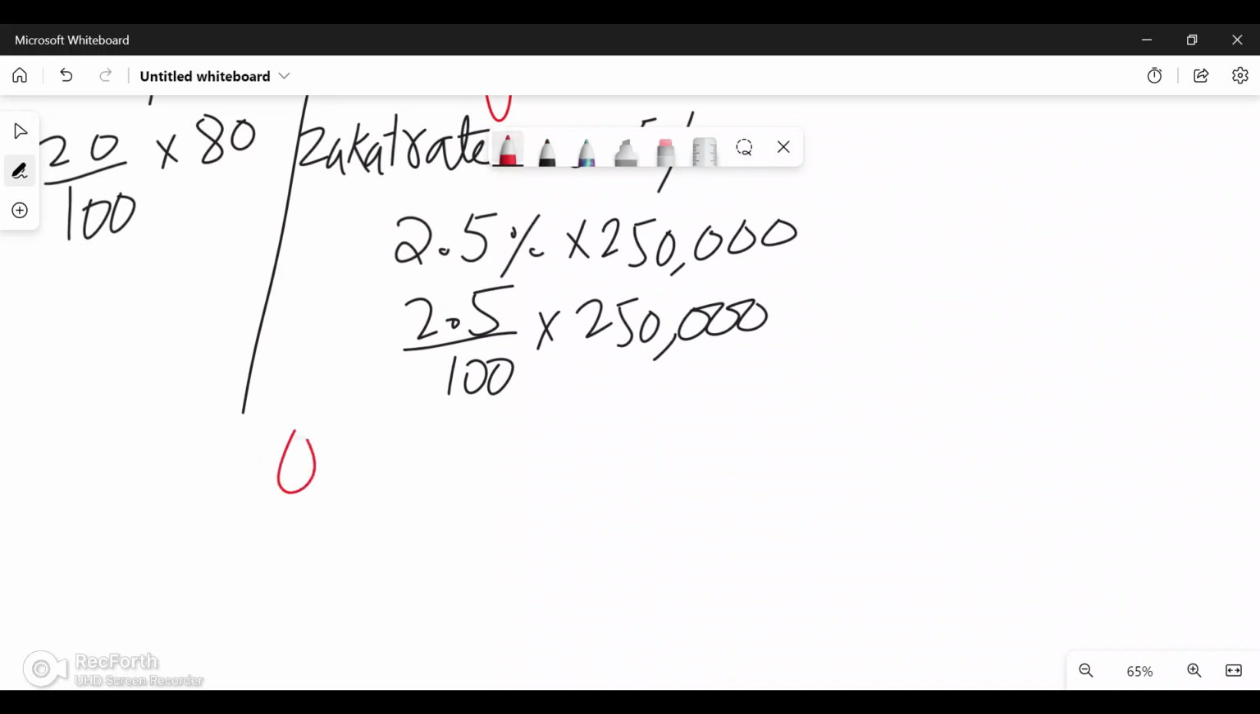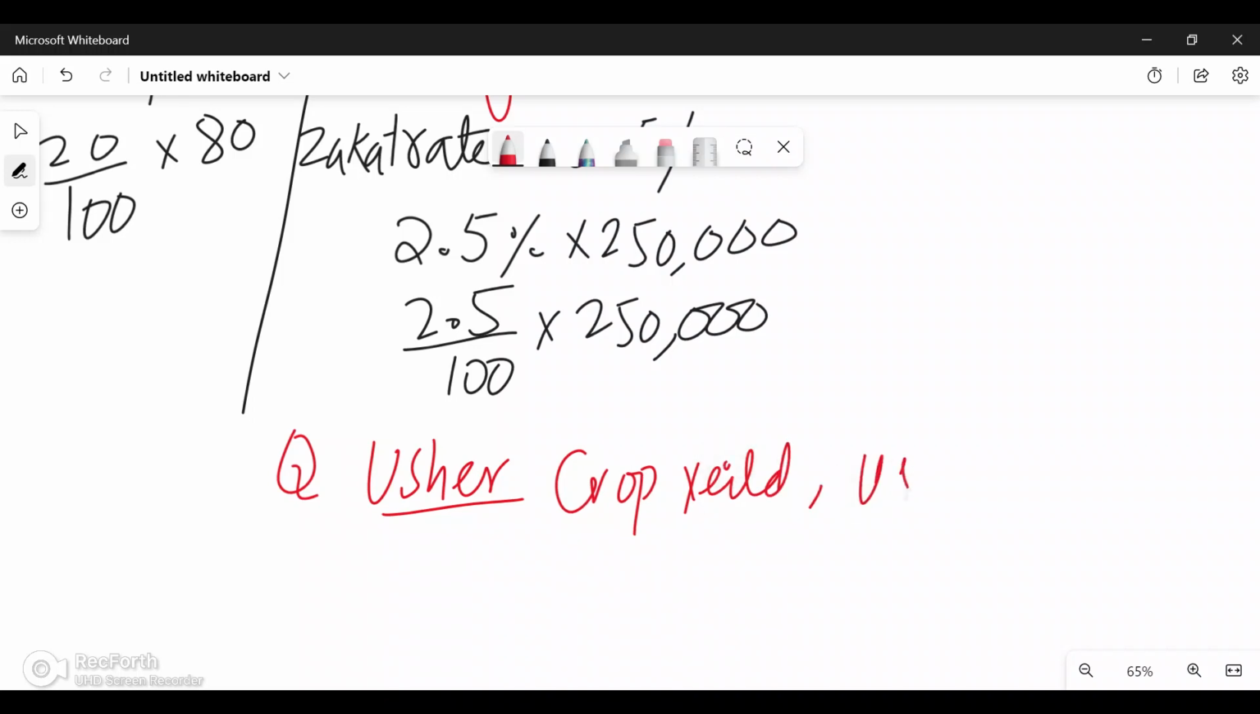The next thing is related to agriculture, that is called usher. You may be asked to find the usher. Usher is also an Islamic term. It is related to crop yield, and the usher rate is also a fixed rate, that is 10%. The usher rate is 10% of any crop.